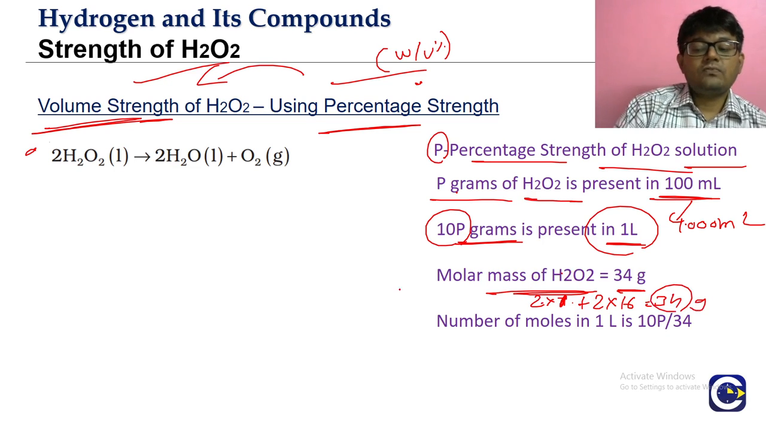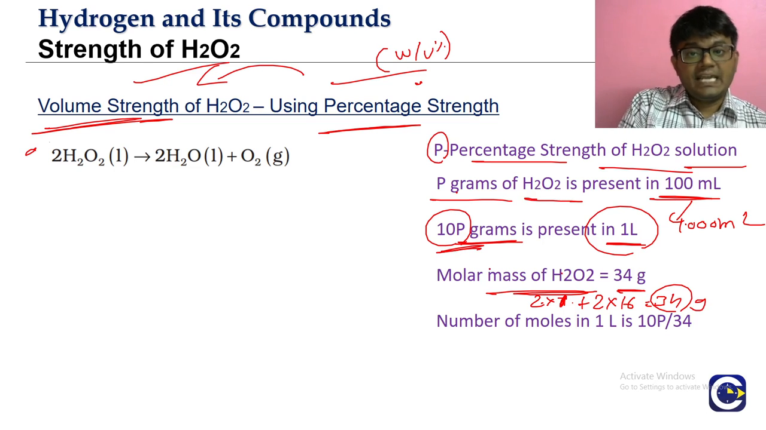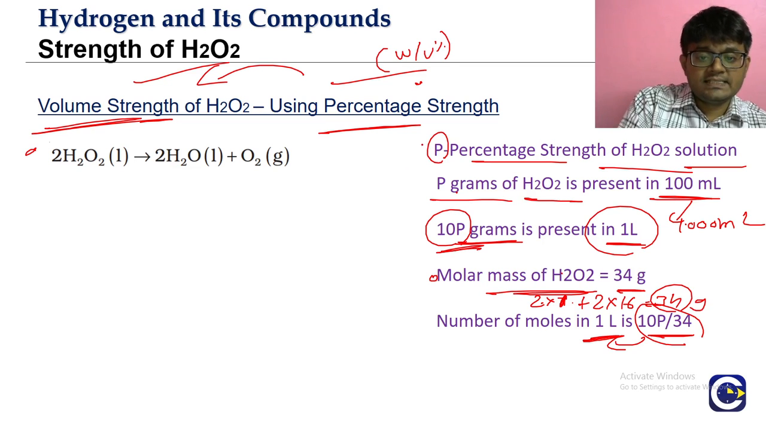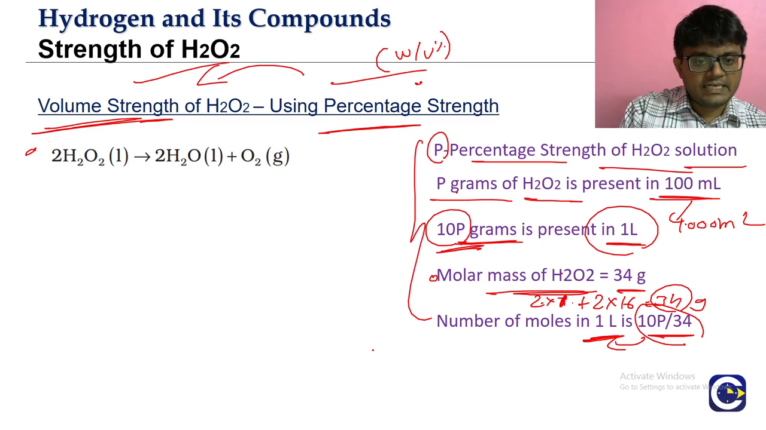Okay. Now we know the mass of H2O2, which is 10 times P. We know the molar mass of H2O2. Can we find the number of moles? What is the formula for the number of moles? Mass by the molar mass. 10 into P divided by 34. These many moles are present in 1 liter of the solution. This is the number of moles present in 1 liter of the solution. All this is the conversion.